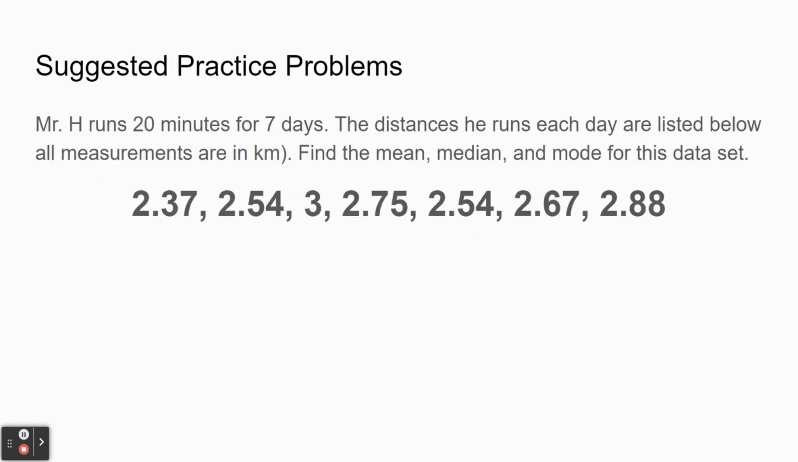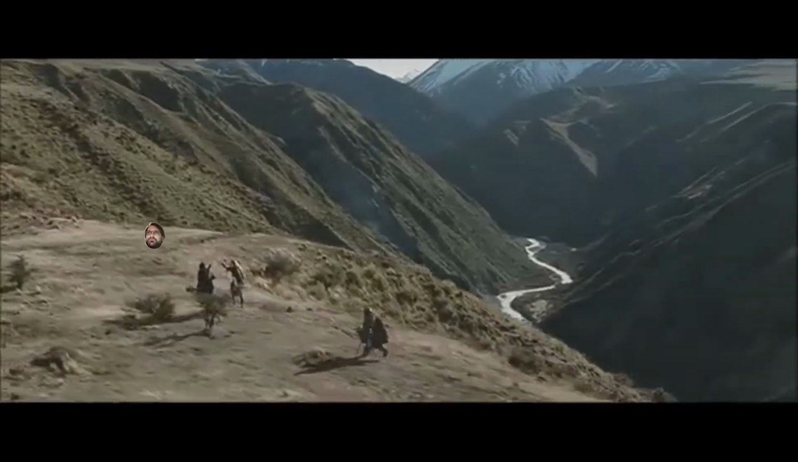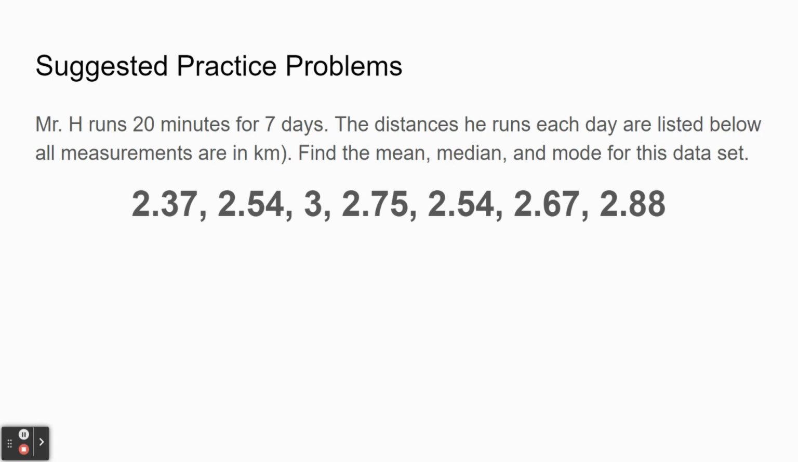So our suggested practice problems, again, it's kind of just one problem, but you're going to find the mean, median, and mode. Mr. H runs 20 minutes for 7 days. The distances he runs each day are listed below, and all the measurements are going to be in kilometers. You're going to find the mean, median, and mode for this data set. So pause the video, remember to put them in order first, and of course, good luck.